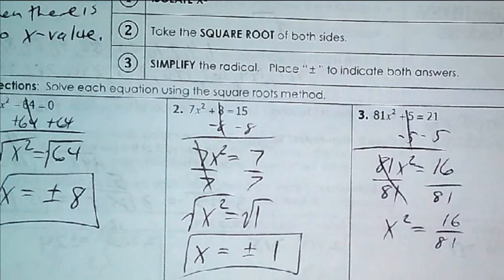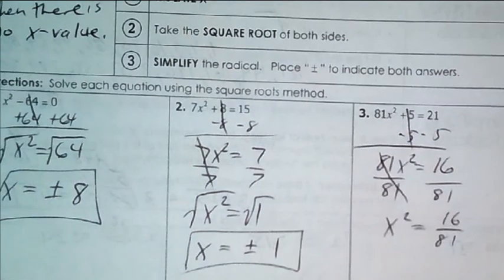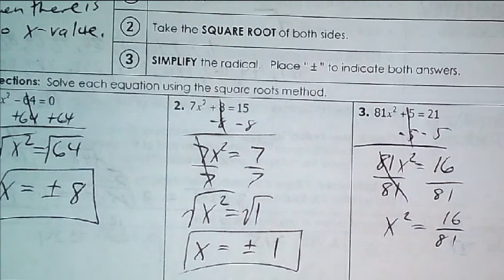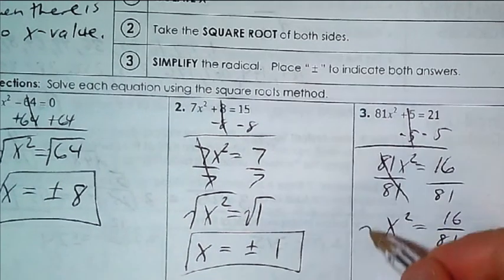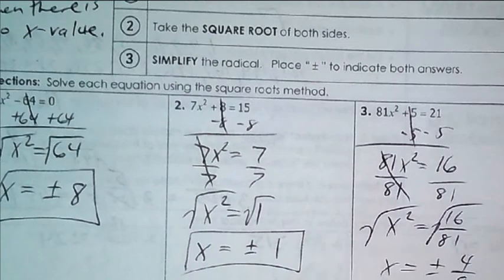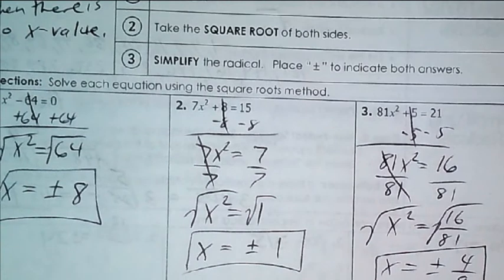Now, here's a fraction. Normally, you can't reduce 16 over 81, but I can take the square root of it. Plus minus 4 over 9. Leave your answer as a fraction. Do not convert this to a decimal.